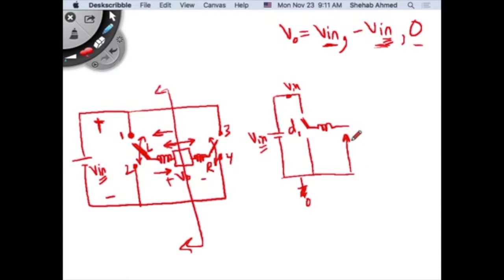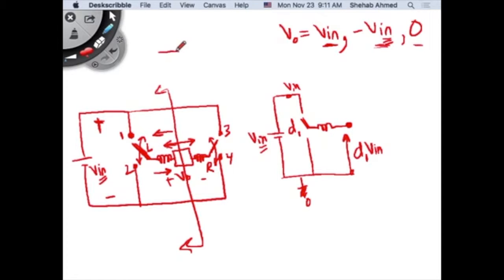But what is it equal to in terms of D1? Exactly, it's equal to duty cycle times V in. Right, so I have duty cycle times V in coming from this side. I would like to look at V output.